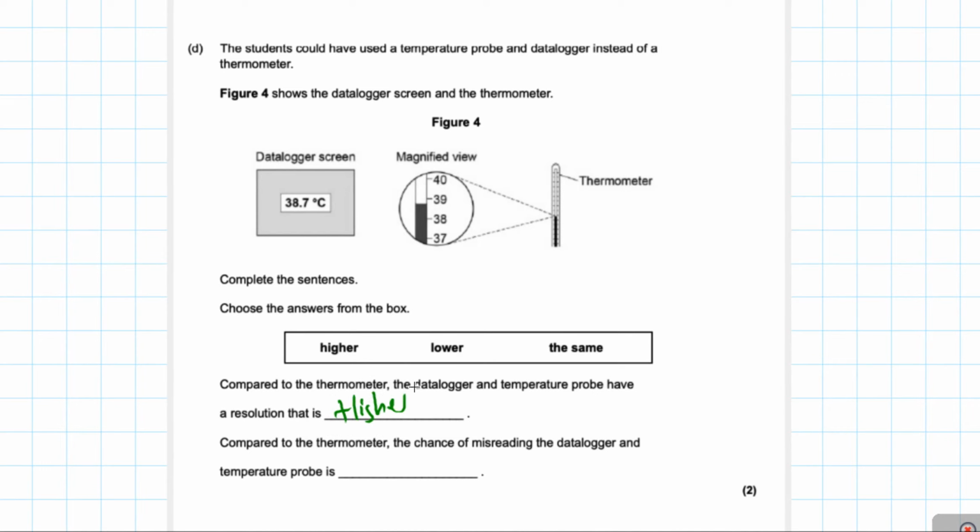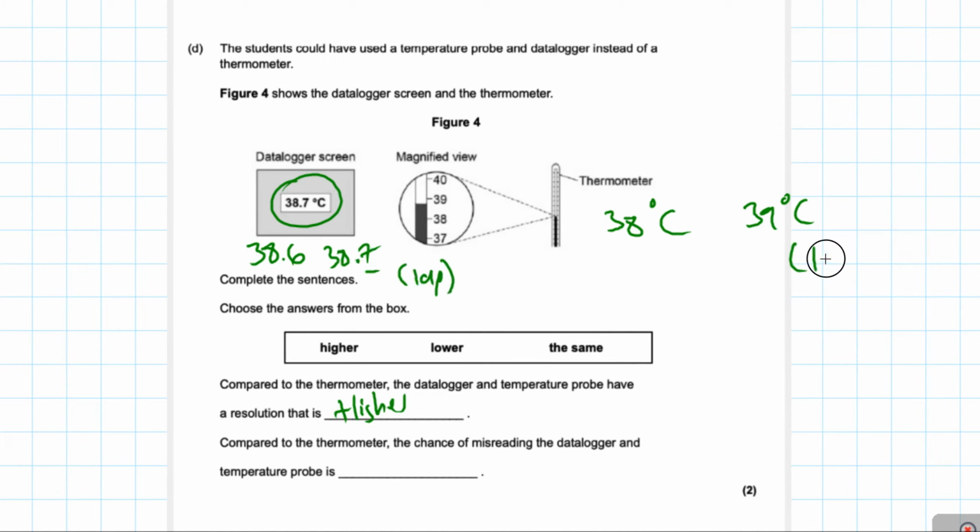So resolution essentially tells you how detailed you can see. From a thermometer, you can only say whether something is 38 degrees or 39 degrees. Well, here you can tell if something is 38.6 or 38.7. So here this goes to 1 decimal place, and this just goes to 1 unit, so 1 degree. So the data logger has a higher resolution because you can see more detail, more decimal places, etc.